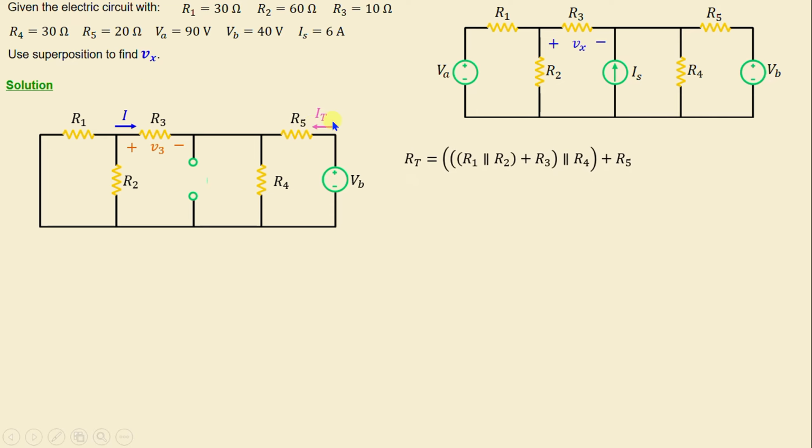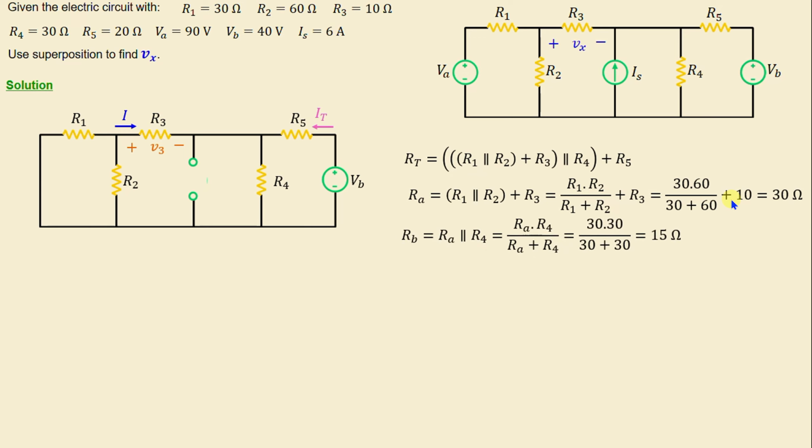The total resistance in this circuit is given by R1 parallel to R2 in series with R3, all in parallel to R4 in series with R5. And I will consider RA to represent the parallel combination of R1 and R2 in series with R3. That means RA is equal to R1 times R2 over R1 plus R2 plus R3. We get RA is equal to 30 ohms.